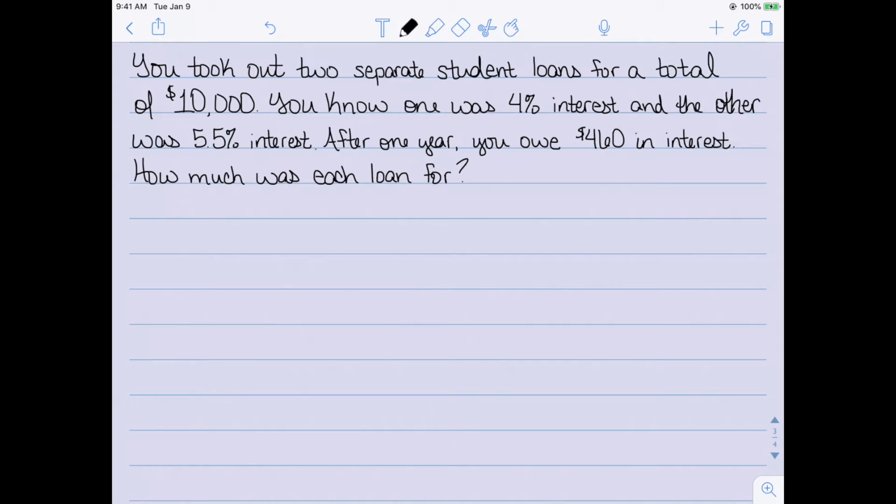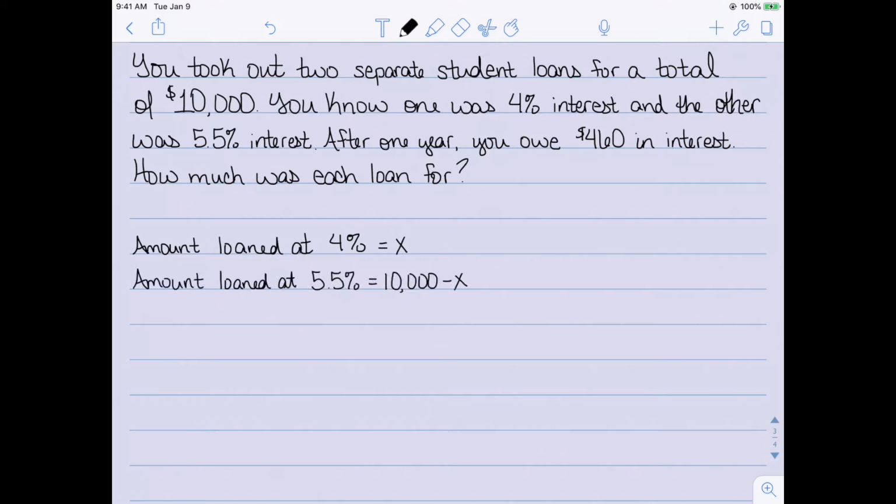So there's actually 2 pieces of information that we need from this. We're going to let one of them be X. We're going to let the amount loaned at 4% be equal to X. So then we can figure out the amount loaned at 5.5% using the fact that it was a total of $10,000. The amount loaned at 5.5% would then be $10,000 minus X, since it has to be the rest of the $10,000.